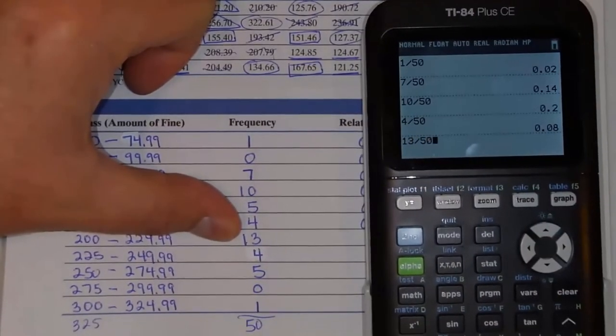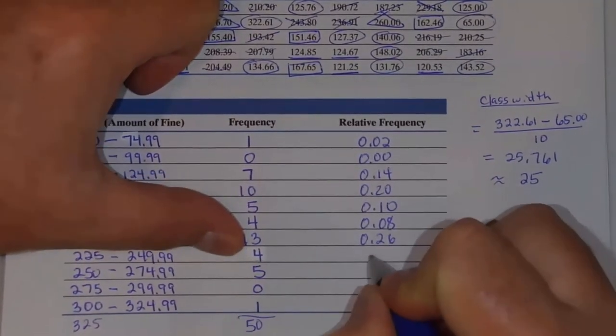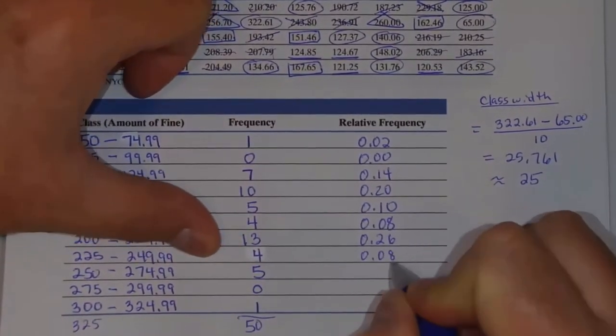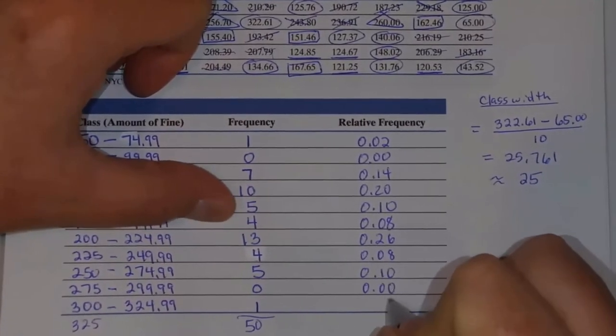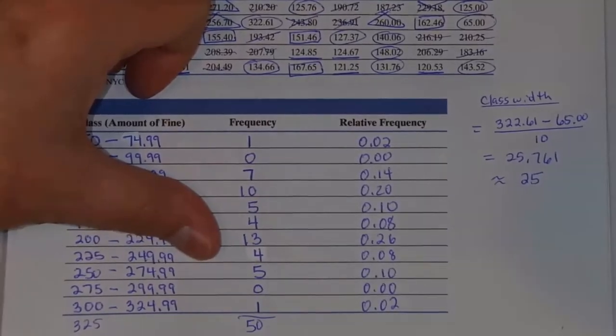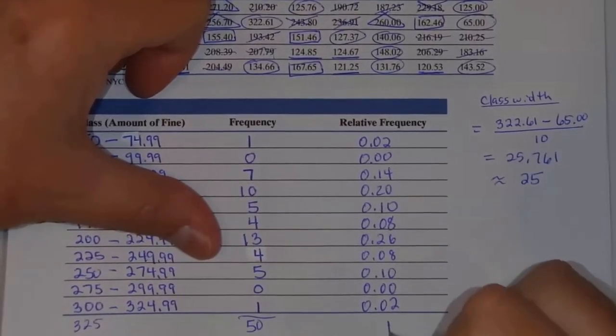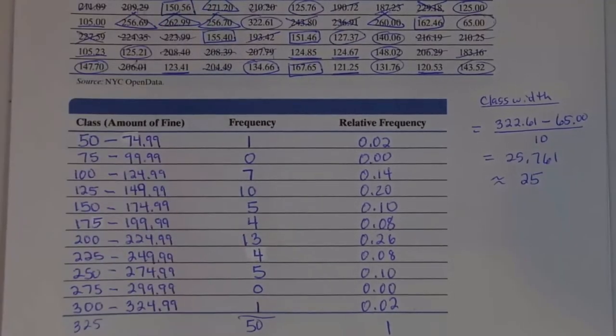13 divided by 50 is going to be 0.26. 0.08 again, and 0.10 again, 0 again, and 0.02 again. And again, if I add that all up, that should add up to 1, except possibly because of rounding.